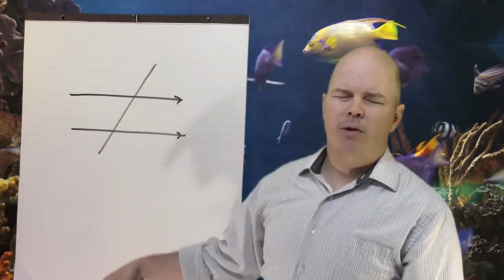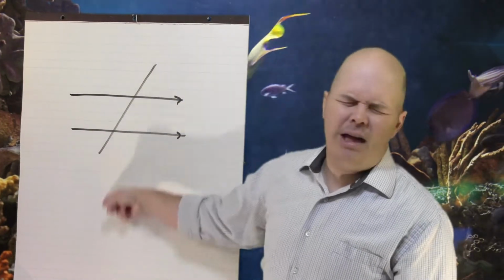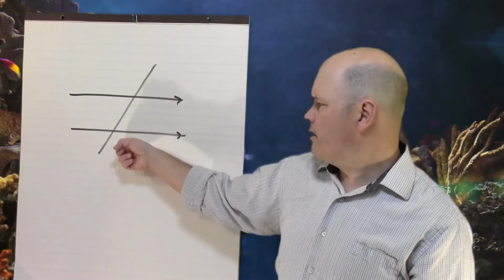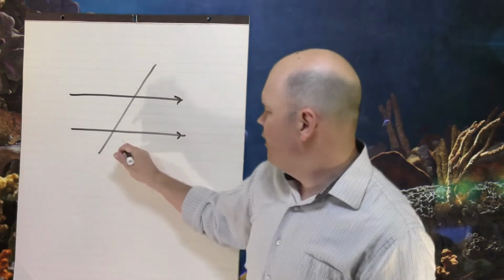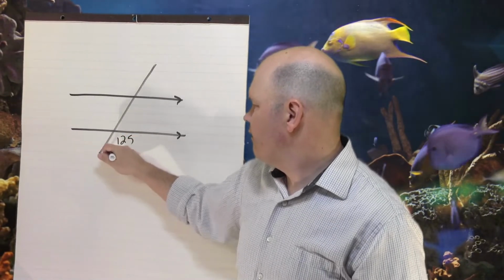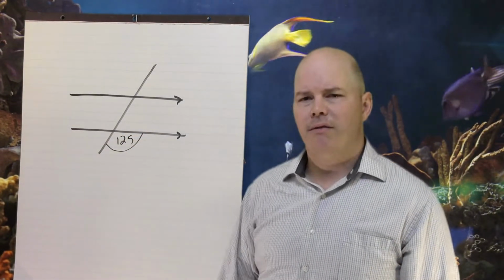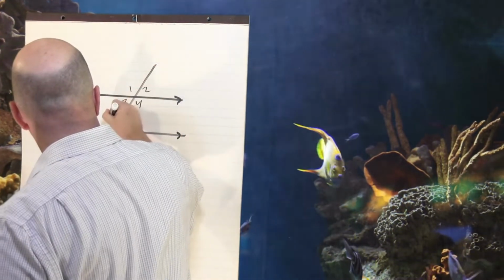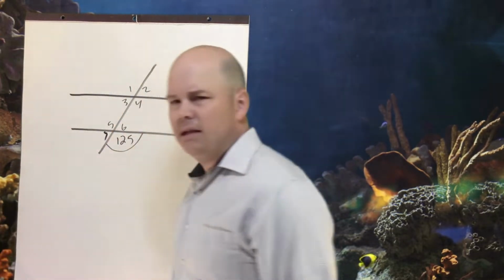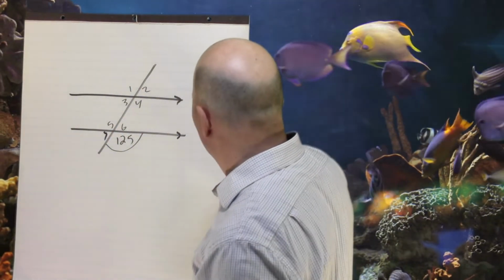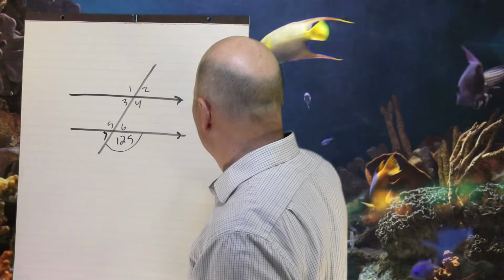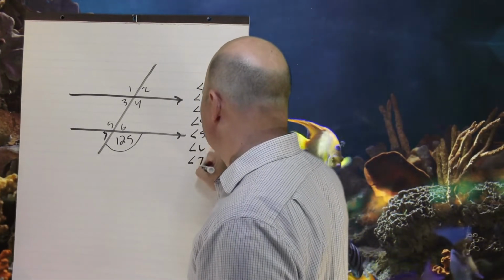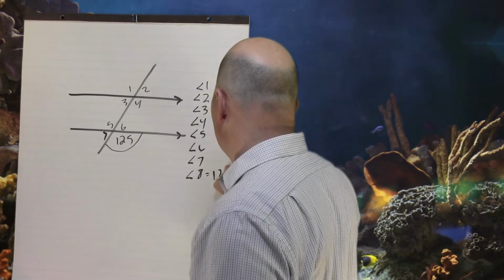And I'm just going to label one angle. I'm going to close my eyes, and wherever my finger lands the closest, I'm going to label that one. Boom. So it's exterior, outside. That's an obtuse angle, so we're going to call that 125 degrees. That's the only information given to me, and I need to find all my other angles now. Technically I labeled angle 8, so we're going to go angle 1, angle 2, angle 3, angle 4, angle 5, angle 6, angle 7, angle 8 equals 125.